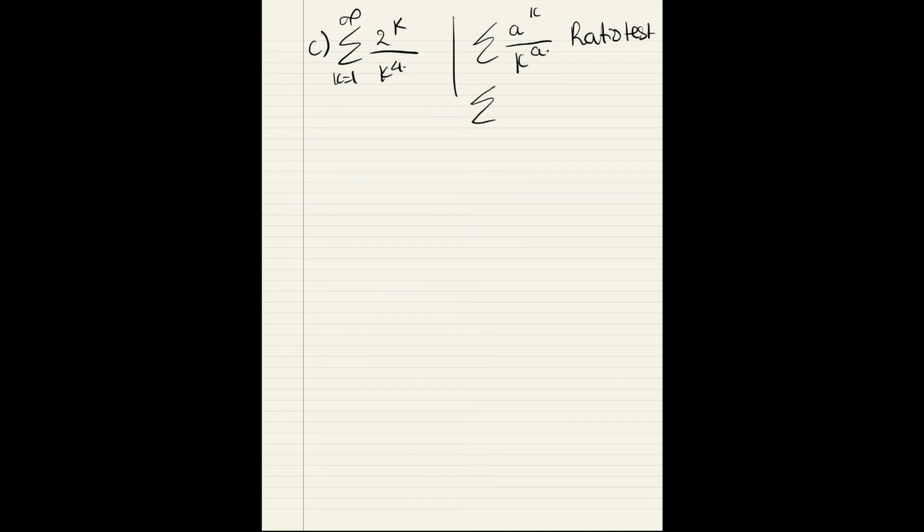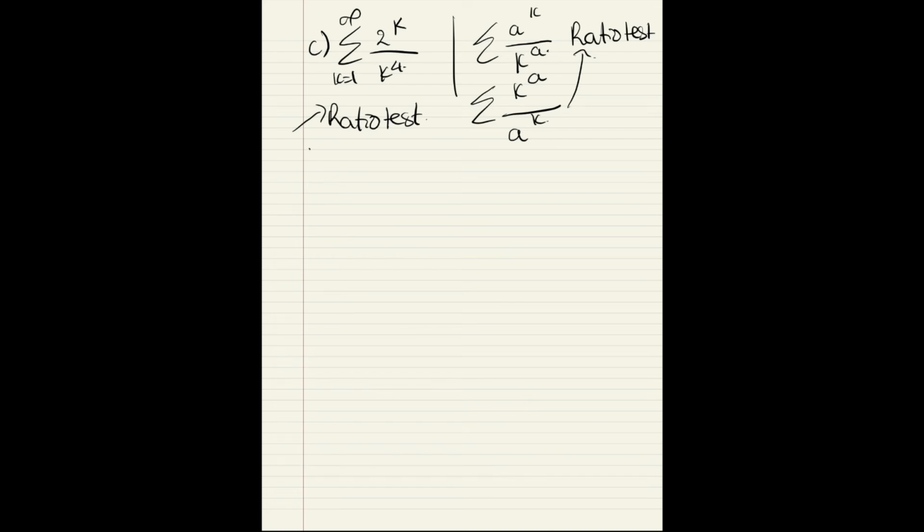Another question is C. Series from k equals 1 to infinity of 2 to the k over k to the 4th. When you see a series such as a constant a to the k over k to the unknown a, you can use the ratio test. Or the series with the unknown k to any constant over any constant to the k, we'll also use the ratio test. By that, we use the ratio test for these examples.